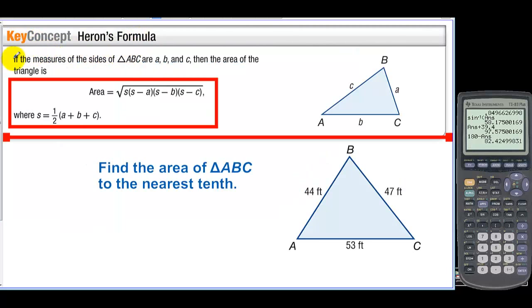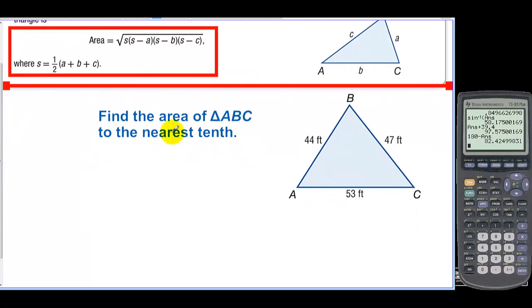Heron's formula. If the measures of the sides of ABC are A, B, and C, then the area of the triangle is the square root of the semi-perimeter times the semi-perimeter minus A times the semi-perimeter minus B, and then semi-perimeter minus C, where the semi-perimeter is half the perimeter. So you add up the sides, divide that by 2, that's the semi-perimeter. Find the area of triangle ABC to the nearest tenth.